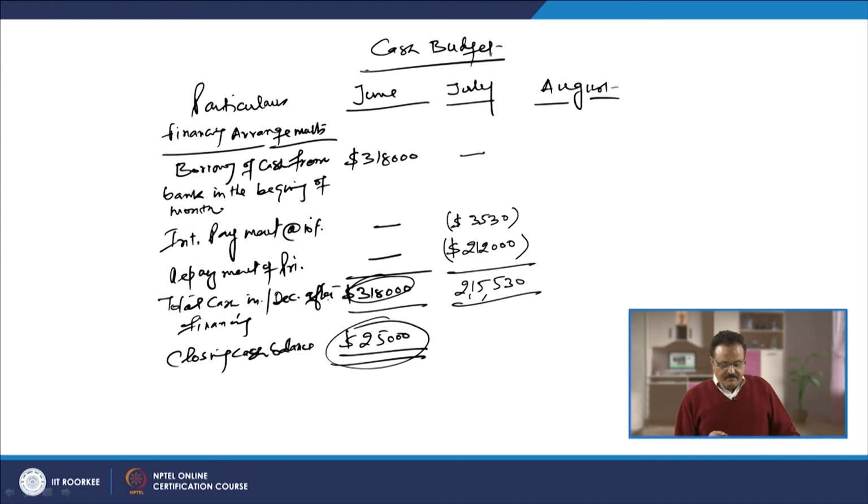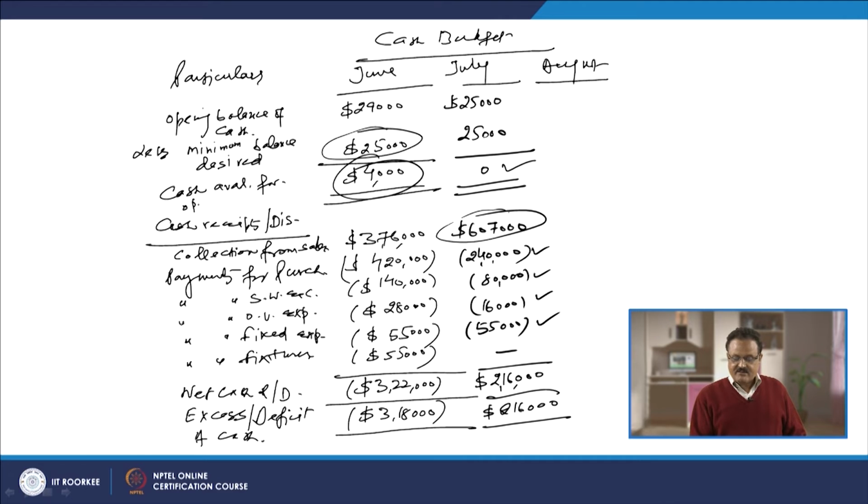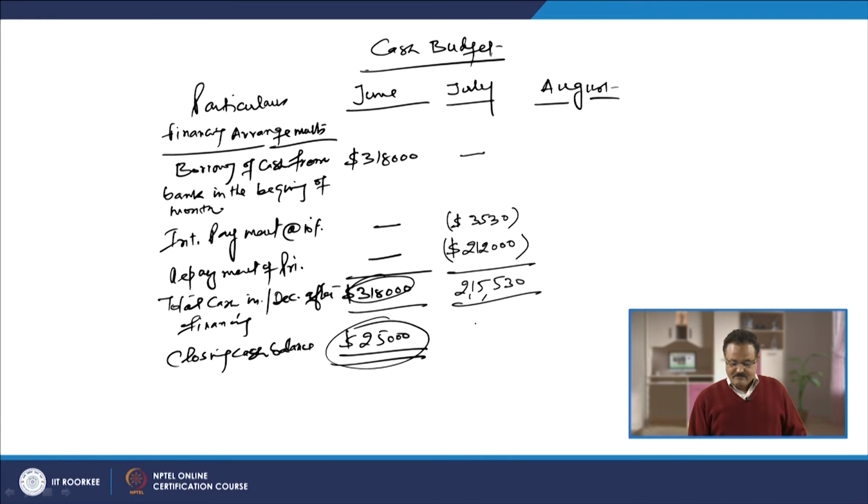Now, we have to find out, lastly, in the month of July, what is the closing cash balance. Closing cash balance is how much? Let us go back. This one amount 25,000 will be carried forward. So it will become here 25,000 plus out of this 216,000, how much we had the surplus? 216,000. How much we utilized for paying back to the bank as a principal and interest?